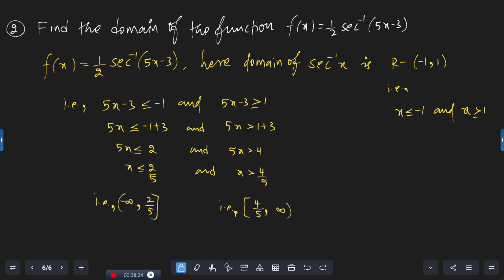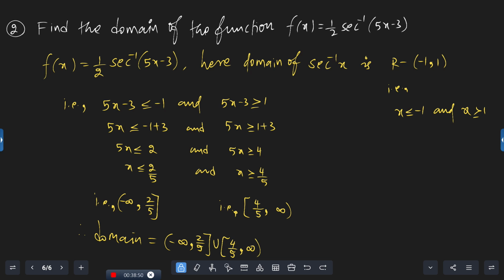Yeah, equal here also should come. Then only I give close interval. Okay, so this is the answer. So how can you write this? You can combine both answers. When you write the domain, the domain of the given question equals open interval minus infinity, 2 by 5, union 4 by 5 comma infinity. Like this you can give.